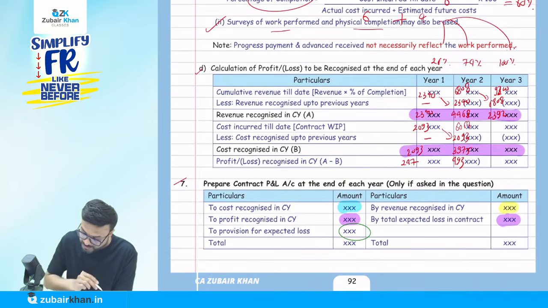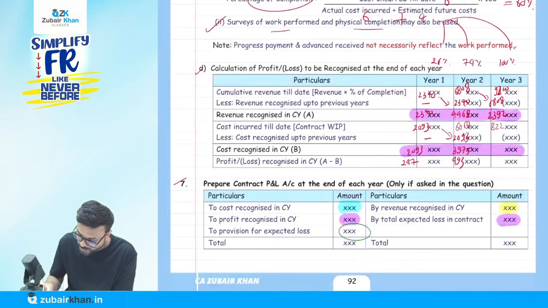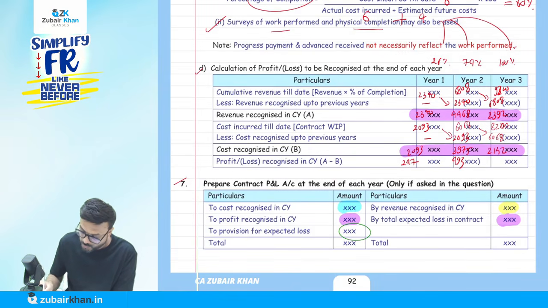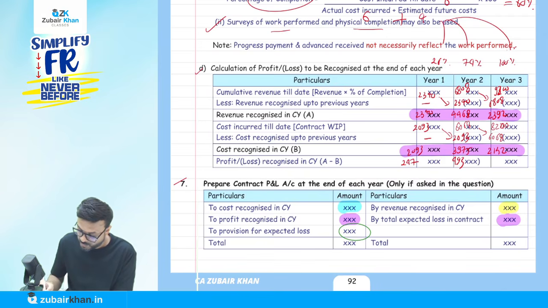How much is the total cost? It is 8,200. How much did we recognize earlier? 6068. So 8,200 minus 6068 is coming 2132. So the revenue of the third year, 2392 minus cost 2132, is coming to 260. Now see the magic here: 260. If you go to the table, these are the answers.